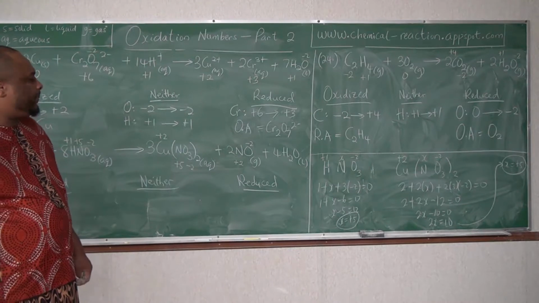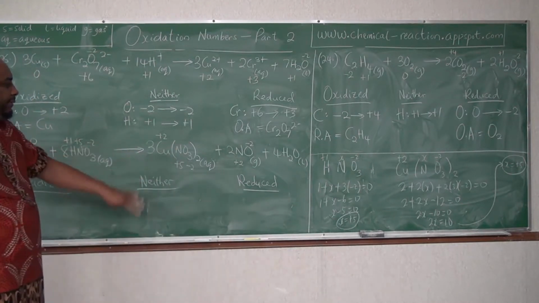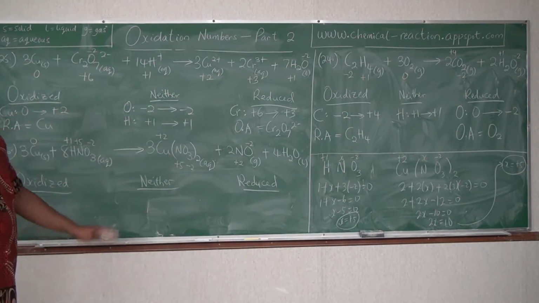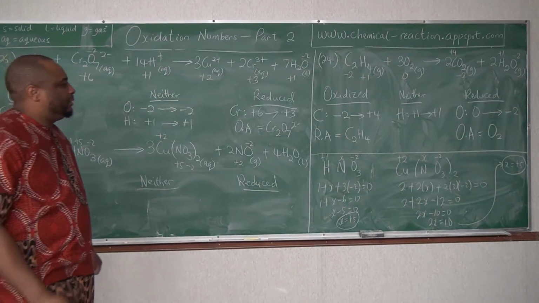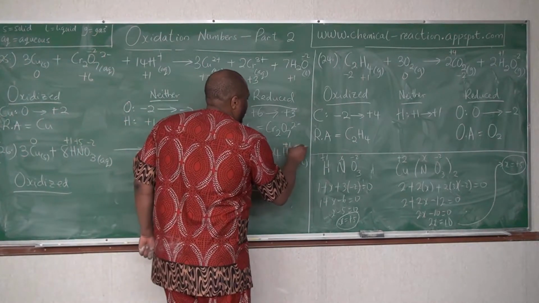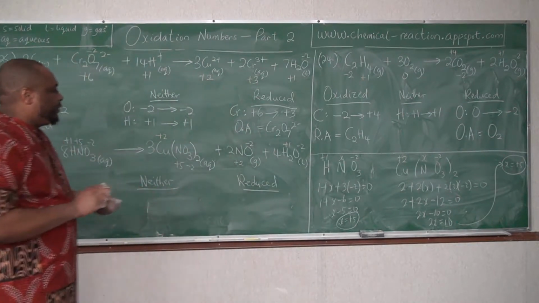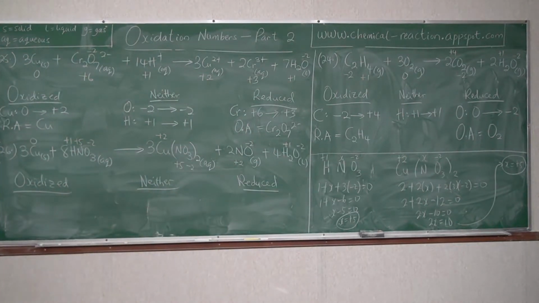Okay? And if you want to spread this out, that's fine. I hope you understand what I'm doing. Then water, H is plus 1 and O is minus 2. Okay, folks, who was oxidized from copper 0 to copper 2? So copper was oxidized from 0 to plus 2. So the reducing agent is copper. Copper is the reducing agent.